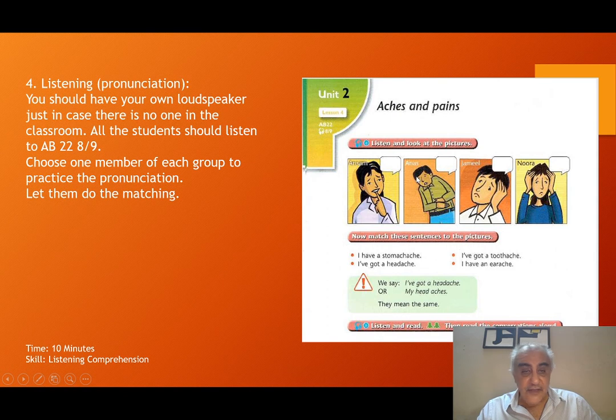After they finish listening, choose one member of each group to practice the pronunciation. One of them to say it. Now, in this part, because the main idea is listening comprehension to improve their pronunciation, you are allowed to correct them, but not let them repeat after you. Correct the pronunciation for them.